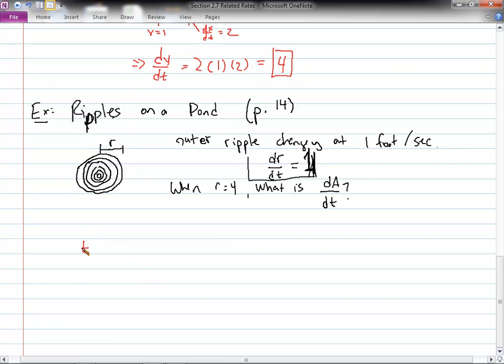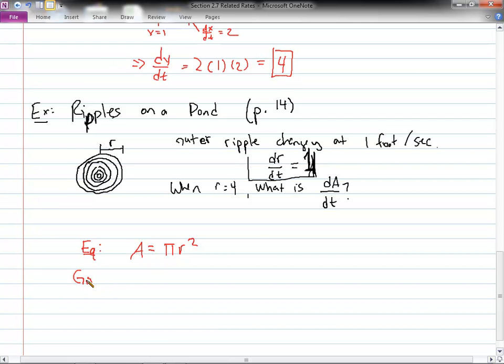So first of all, what is the equation that represents the variables A and r together? I don't mean the one involving the derivative. I mean, is there an equation that describes the object that we're looking at? We're looking at the area of the outer circle, so what is it? A is equal to pi r squared.